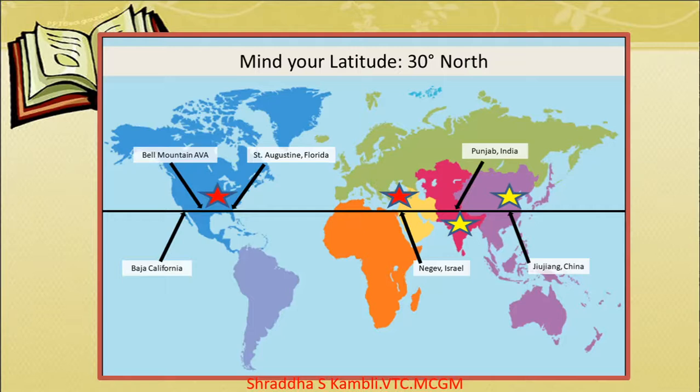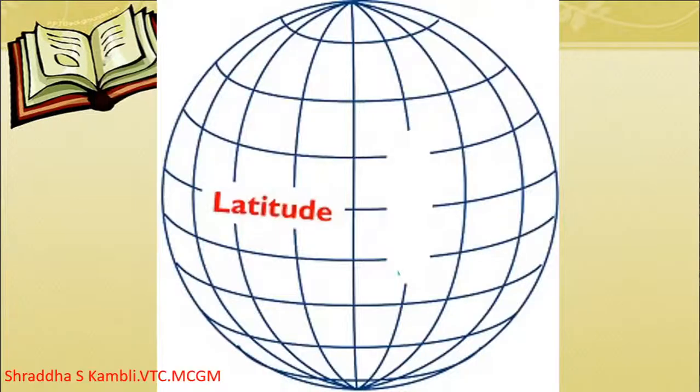So there can be different places on the surface of the earth on the same latitude, having the same latitude reading. Then how do you decide where they are? That we will decide when we look at the longitudes, isn't it? So now we are talking about the latitudes alone. So hope children, the idea of latitudes is clear to you.